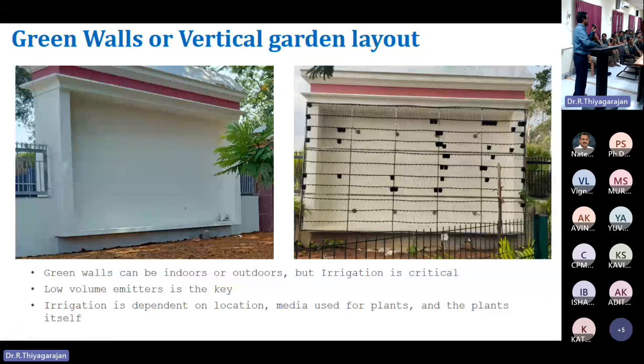Now coming to green walls or vertical garden. This is another area where the cost of establishment is very high, say like 1500 to 2000 per square foot. Say for instance, you want to use this 4x4 area, which is 16 square feet. And if it is 2000 rupees, what is the cost?